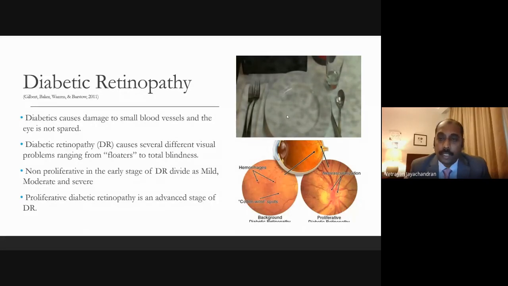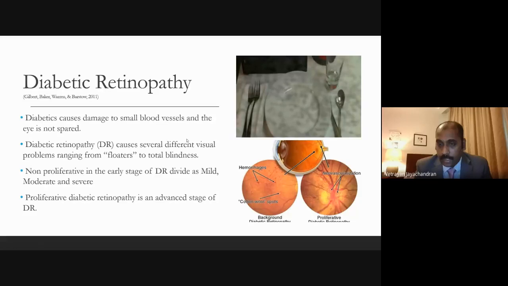This type of floater affects the images falling on the retina. You can see small dot-like structures, and you cannot see the images very clearly, so you have more blurred vision in the starting stages. But if the disease progresses, it may lead to total blindness. We can divide diabetic retinopathy into two types, non-proliferative and proliferative. The non-proliferative type can be divided into mild, moderate, and severe categories.